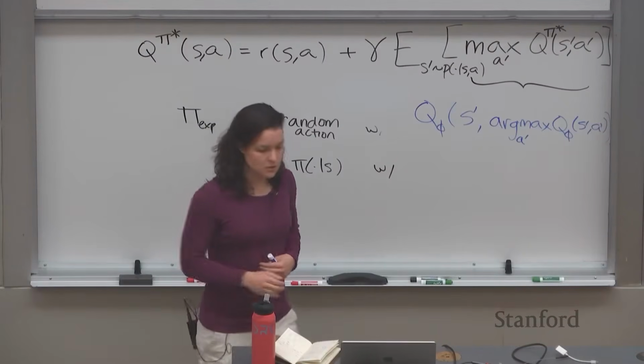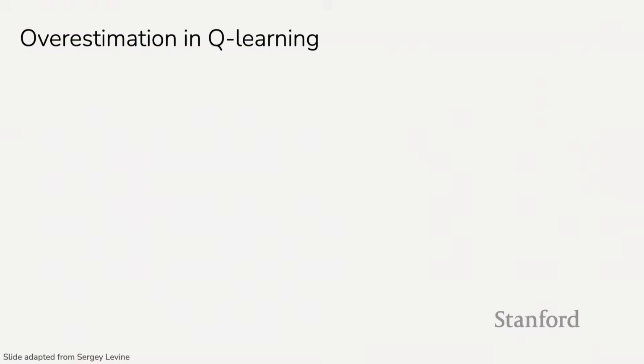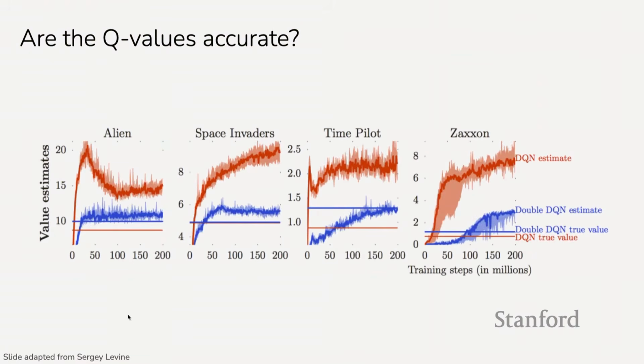There's still some overestimation, and if we looked at these values, like here in this game, the Q values are still an overestimate here, and also here as well. But it helps substantially compared to not doing it. So it's not perfect, but it helps quite a bit.